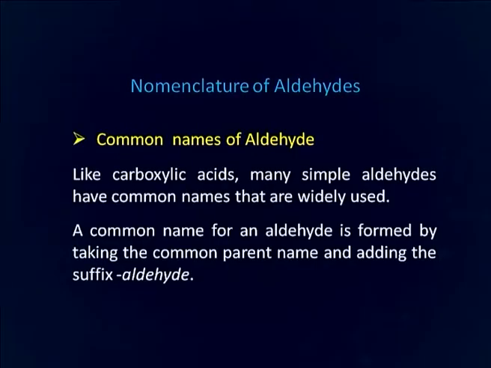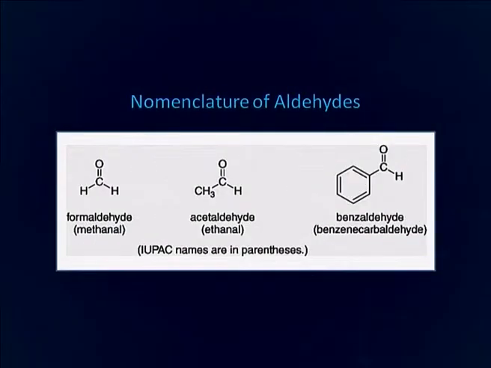First of all, we will discuss common names of aldehydes. Like carboxylic acids, many simple aldehydes have common names that are widely used. A common name for an aldehyde is formed by taking the common parent name and adding the suffix aldehyde to it. Like for example, this molecule is called formaldehyde because it has been derived from formic acid. Formic acid upon reduction forms formaldehyde.